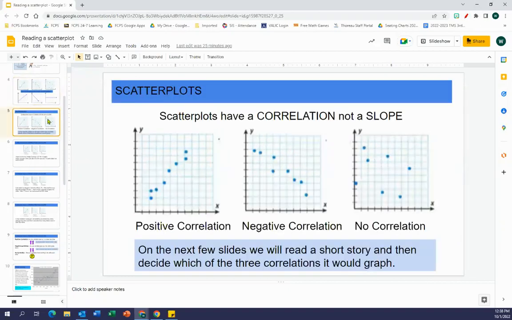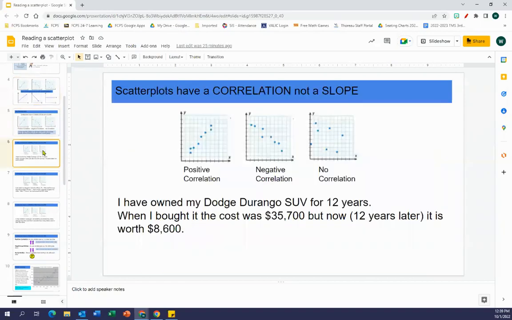So what we're going to do now is we're going to look at a couple of slides. I'm going to read the short story that's on the slide, and then I'm going to explain what I think this is, a positive correlation, a negative correlation, or no correlation at all. So here's the first story. By the way, true story.